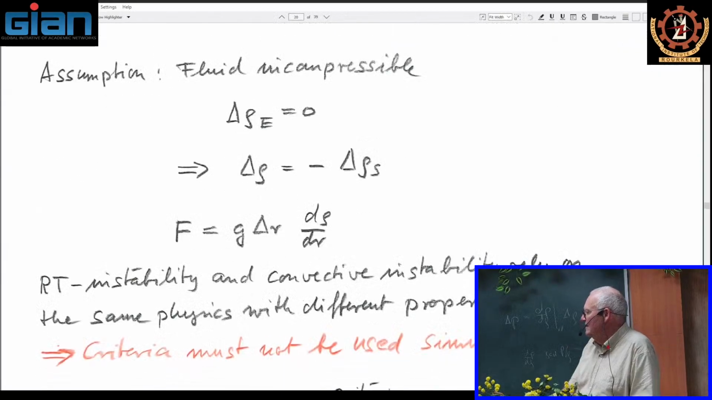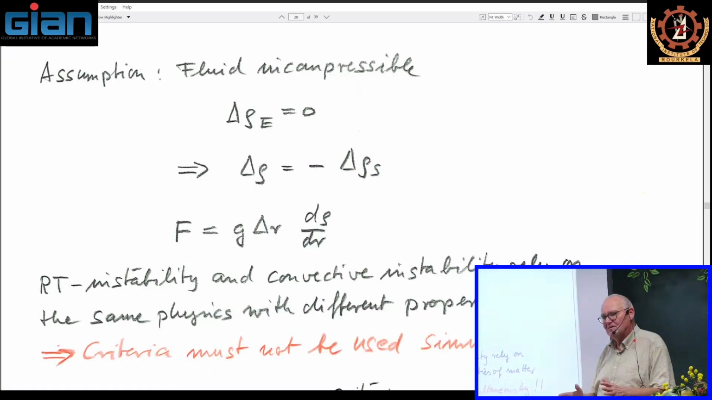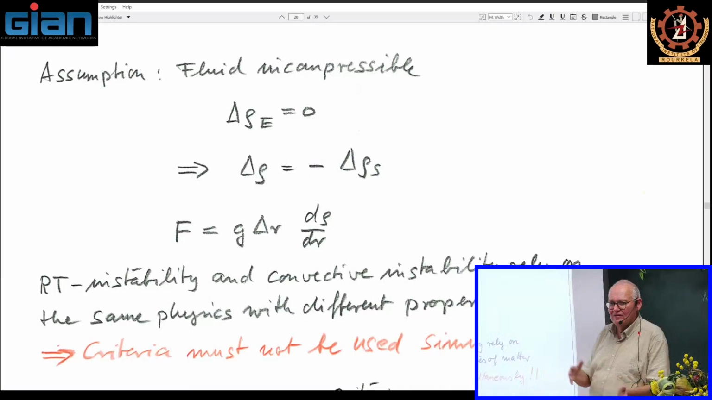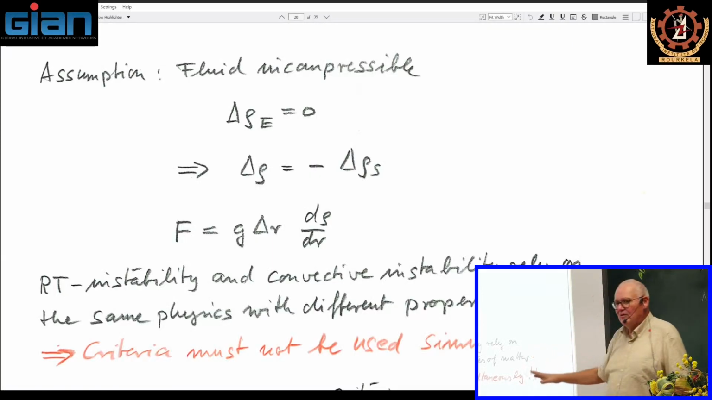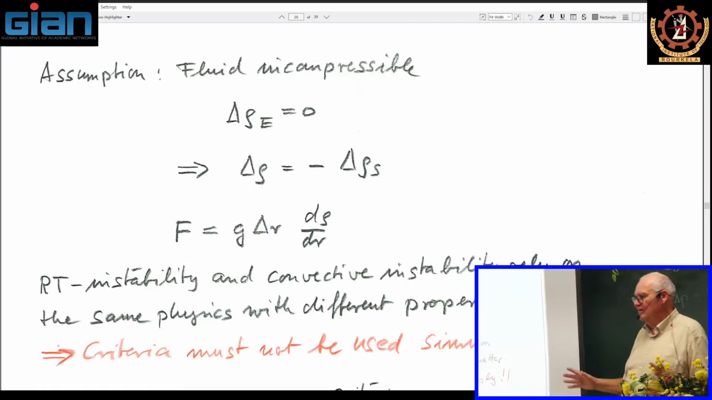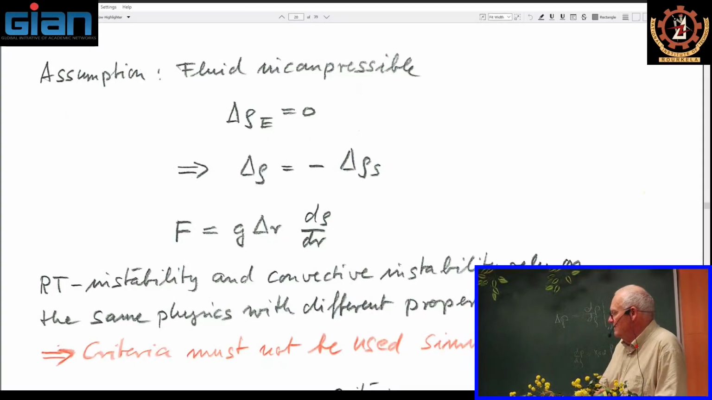So what we learned is that the criteria cannot be used simultaneously in the same situation, because either the Rayleigh-Taylor criterion is correct or the other criterion is correct. You cannot say, I consider the same system once with the Rayleigh-Taylor criterion and another time with the complete criterion. The sound speed will control which degree of approximation you consider. This is the same physics, only with different properties of the matter. So the properties of matter control which criterion you have to take. Physically, there is no difference.